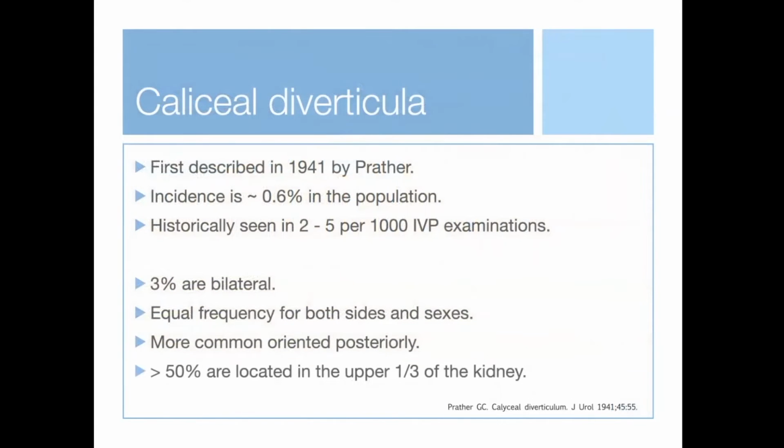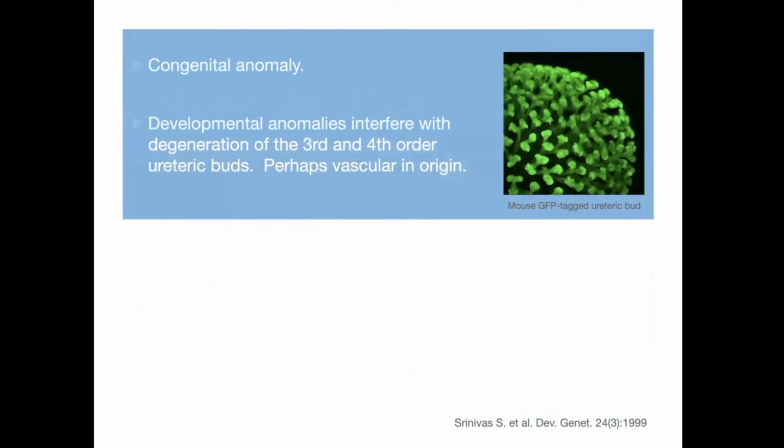So Caliceal Diverticula were first described in the 1940s and have an incidence of about 0.6% of the population. We generally saw 2 to 5 of them per 1,000 IVP examinations. Of course, fewer are going to be picked up on non-contrast CTs. Only about 3% are bilateral, and you see them in both sexes with equal frequency. They're more commonly oriented posteriorly in the kidney, and more than 50% are located in the upper 1/3 of the kidney. These are essentially a developmental anomaly related to a lack of generation of the 3rd and 4th order ureteric buds, perhaps a vascular process in origin.